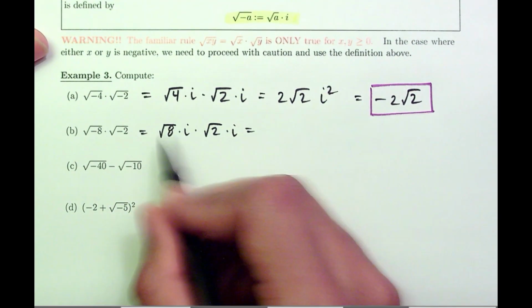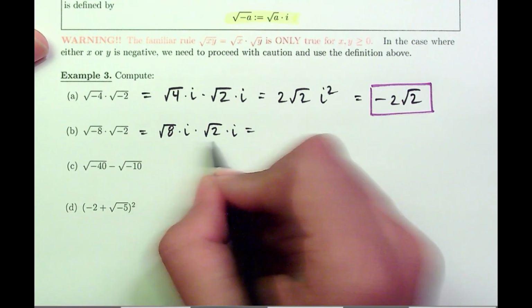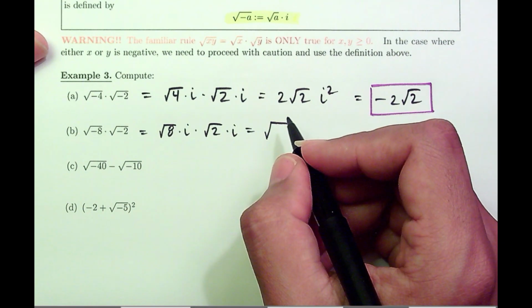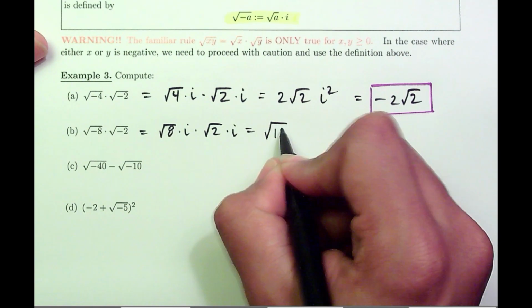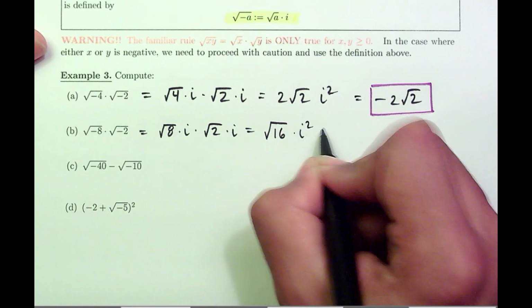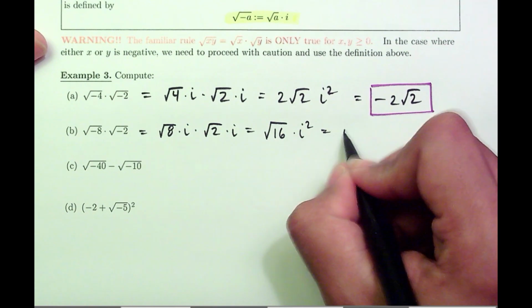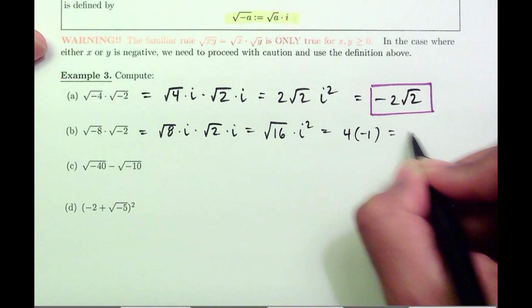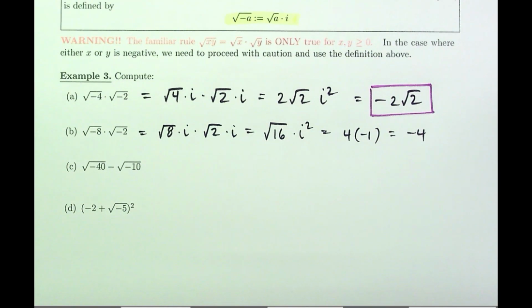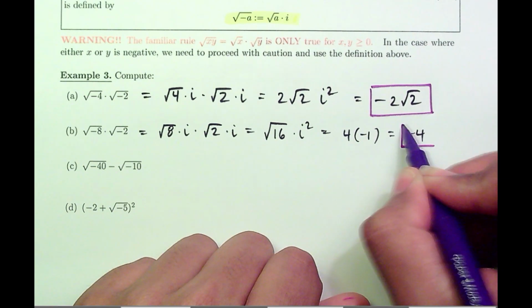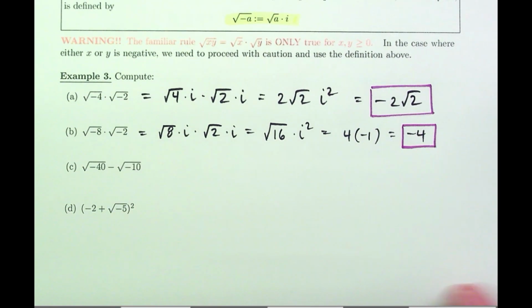And now you can combine these square roots because they have positive things inside. So square root of 8 times square root of 2, that's square root of 16. 8 times 2 is 16. And then times i squared. Now square root of 16 is 4. i squared is negative 1. So this is negative 4. Okay, and that is the answer.